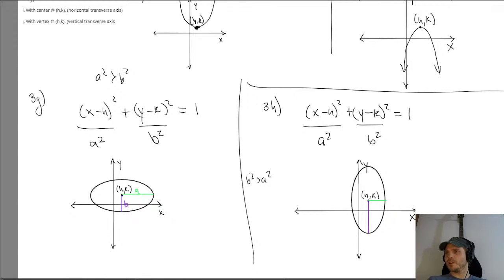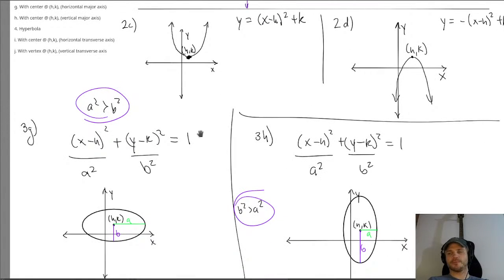Okay, so this is going to be a, and then b. Yeah. And then put these somewhere on your paper so that they can tell what's going on here. Okay. What's the next one? Hyperbola is probably hyperbola.